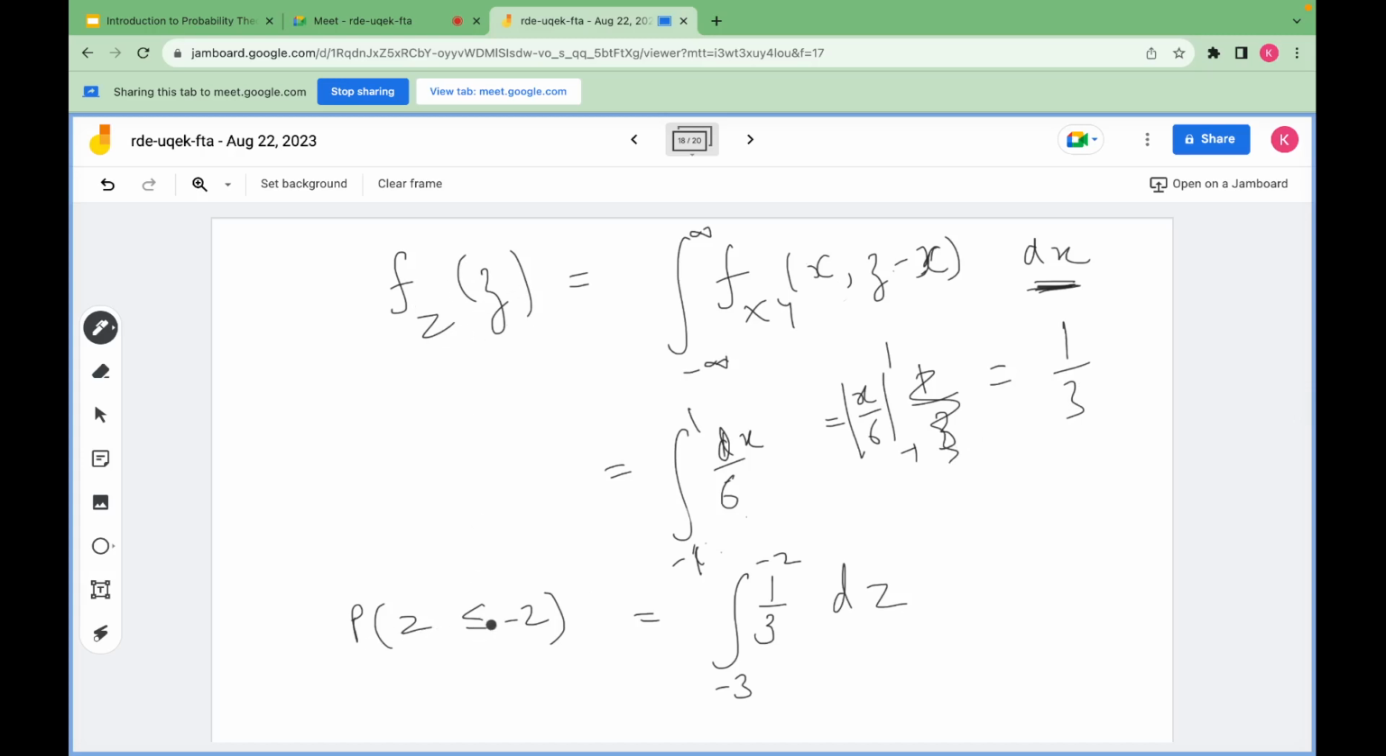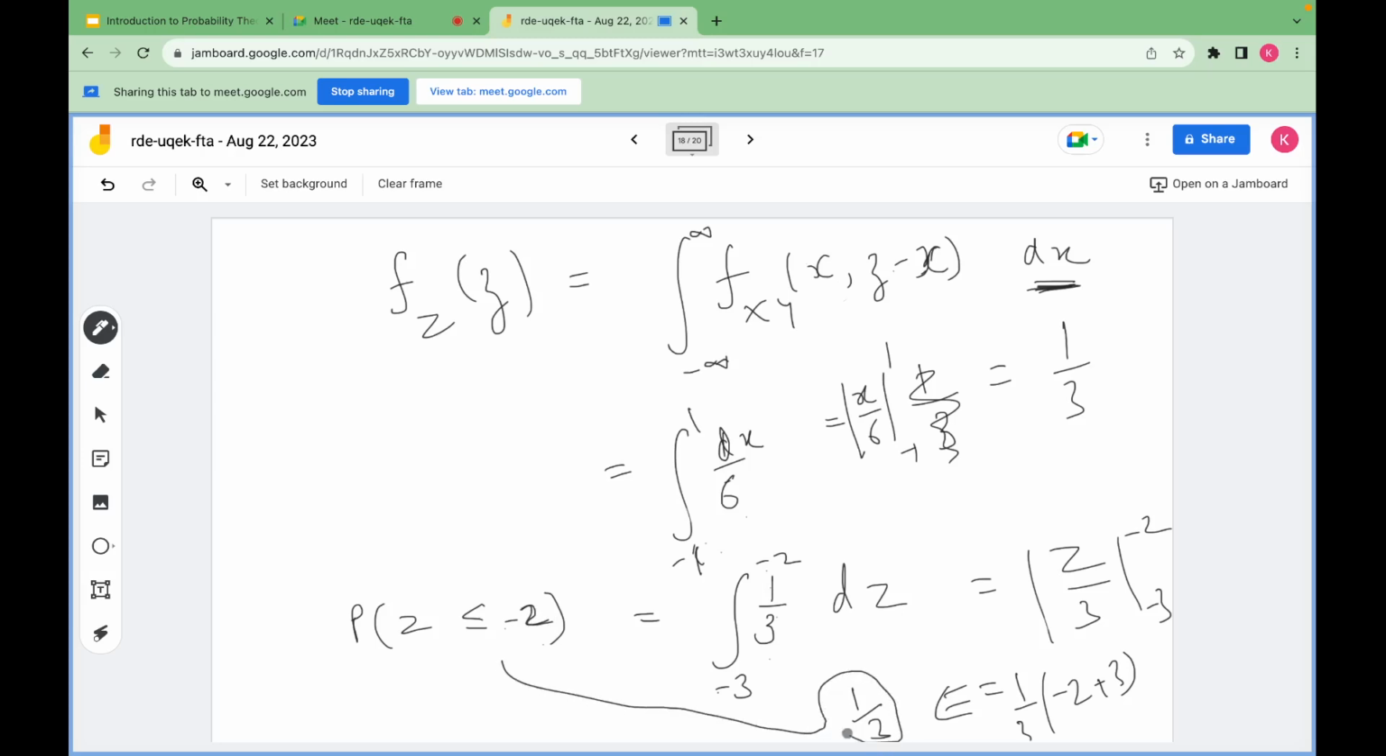Now this is the probability density function for z. So the probability that z is less than or equal to minus 2 is integrating this 1 by 3, where the range of z starts from minus 3 and goes up to minus 2. So z by 3 from minus 3 to minus 2, minus 2 plus 3, comes out to be 1 by 3. So the probability that z is less than or equal to minus 2 is 1 by 3.